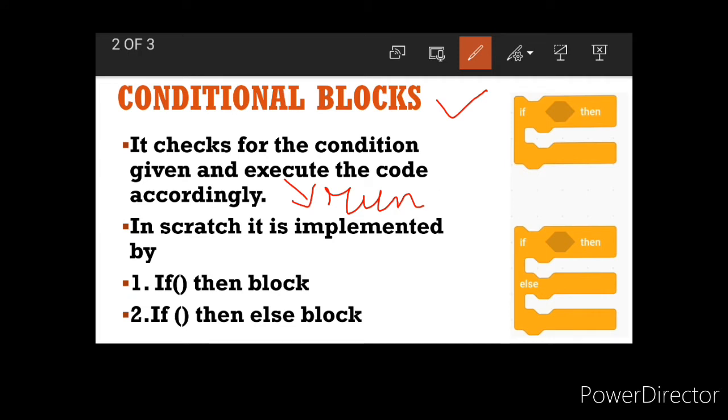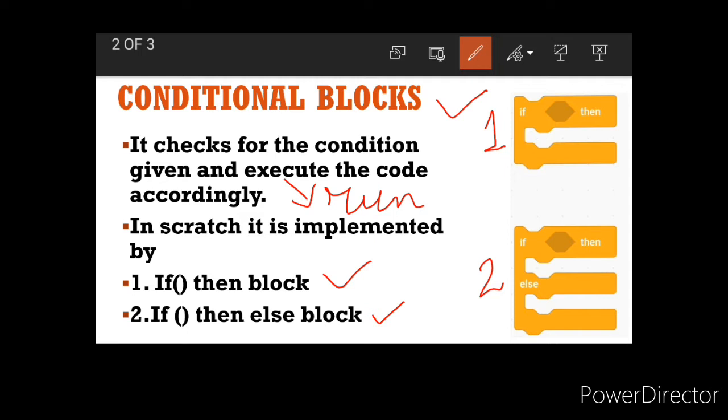Fine. In Scratch, conditional blocks are of two types. One is the if then block, second is the if then else block. On the right side you can see this is your if then block and the second one is the if then else block. How the if then block works, let us try and understand.